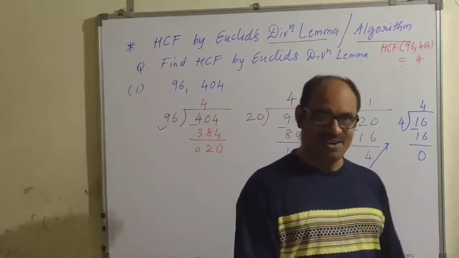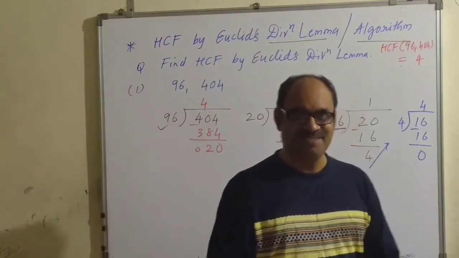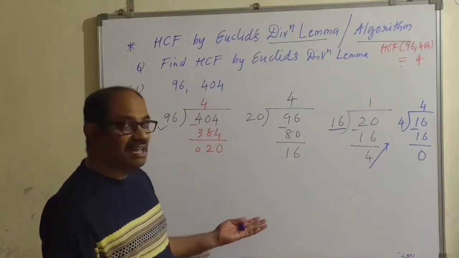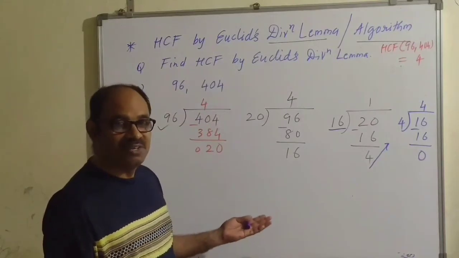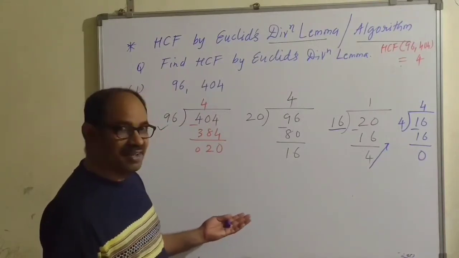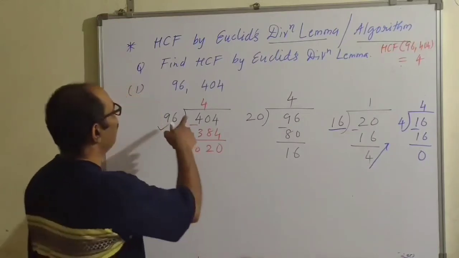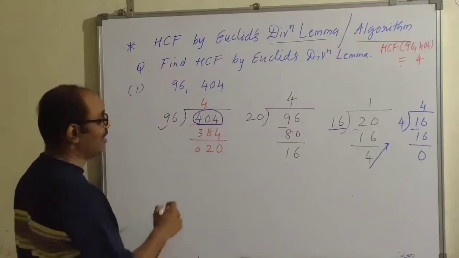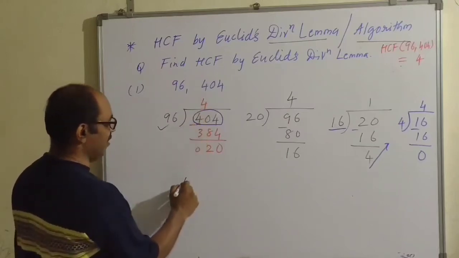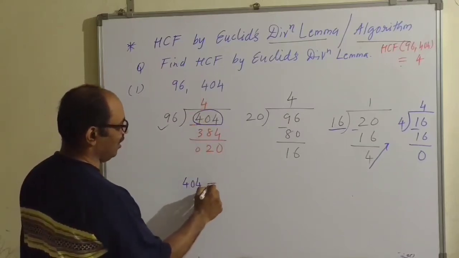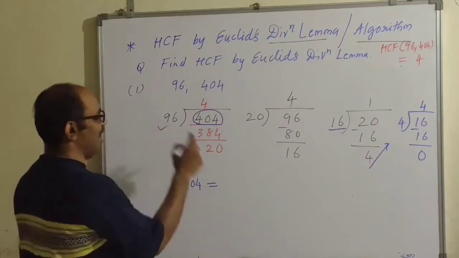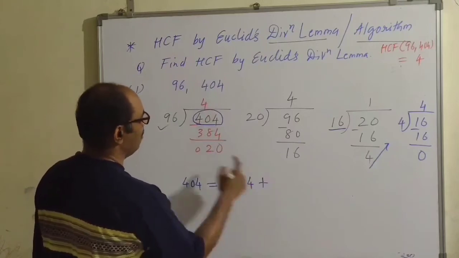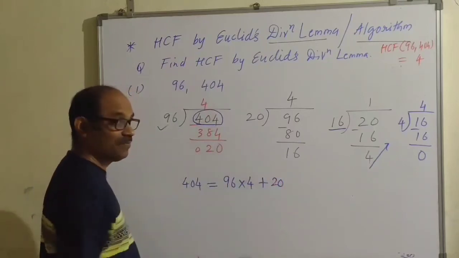We got remainder 0, so you have to stop the division. Well, now where is Euclid's algorithm here? Where is Euclid's division lemma? I can't see anywhere. Here it is. First division, apply Euclid's algorithm. Division lemma: dividend 404 is equal to divisor 96 into quotient 4 plus remainder 20.